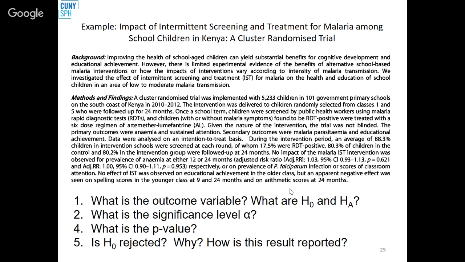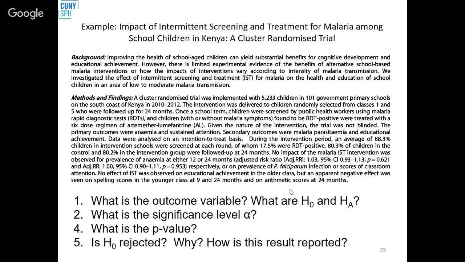So there's no difference between anemia before the intervention and after the intervention. Yeah, maybe just to make it absolutely explicit: H0, the null hypothesis, is that there is no difference in the prevalence of anemia between the control and the treatment group, while the HA states that there is a difference between the prevalence.